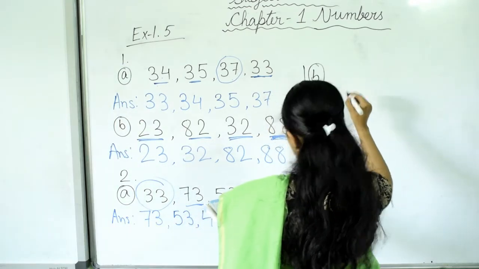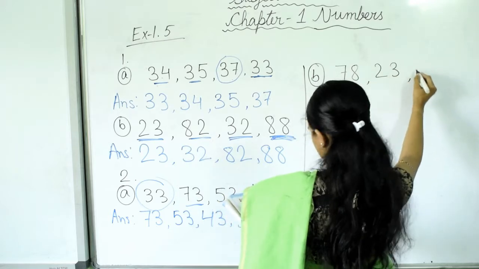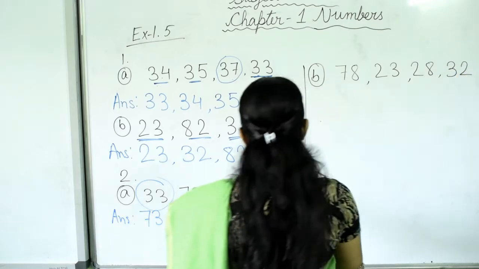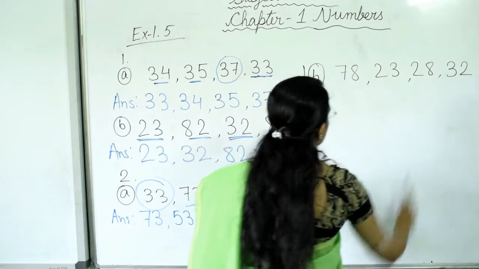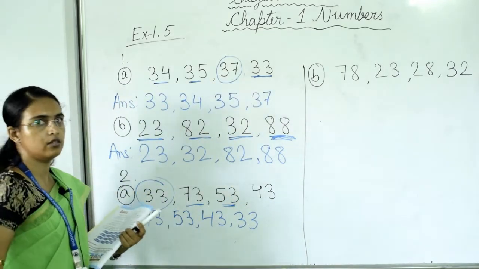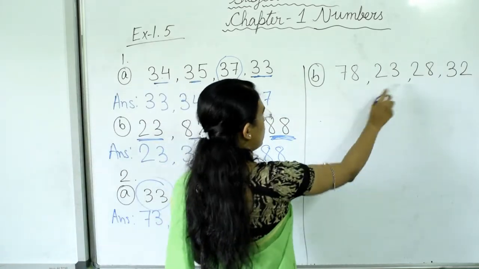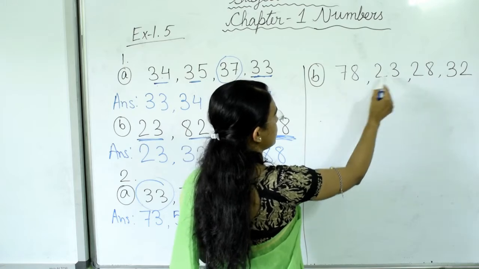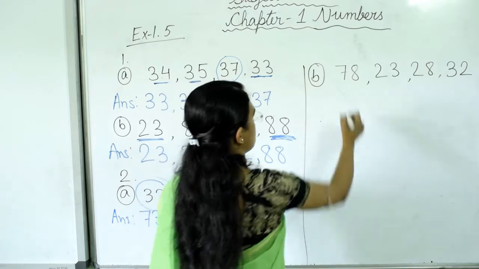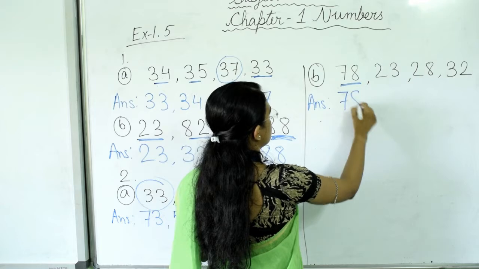Question number B is 78, 23, 28, 32. So among these 4 numbers, what do we have to find out? When we are doing descending order, we have to find out the biggest number, right? So among these 4 numbers, which one is the biggest number? 78, 23, 28, 32. Yes, 78 is the biggest number. So we have to write here 78.